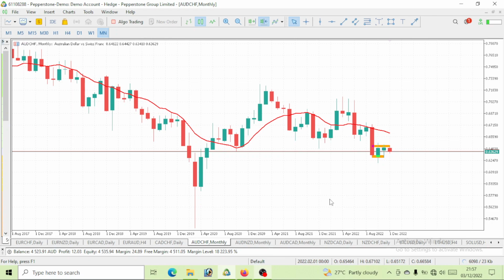So, we will take a look at three of our AUD pairs, which is AUD Swiss franc, AUD New Zealand dollar, and AUD CAD.